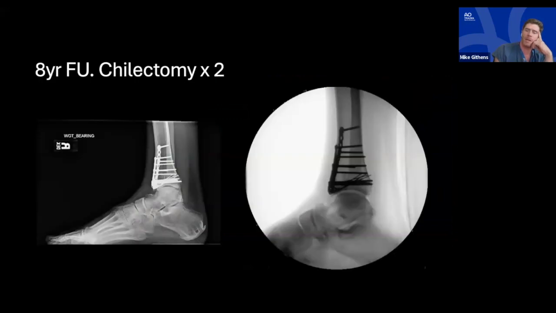And here's follow-up. This actually was a patient pretty early in my career. He's had a couple of cheilectomies, but his talus has stayed underneath the plafond, and despite having some anterior arthritis, has maintained a congruent tibiotalar joint.